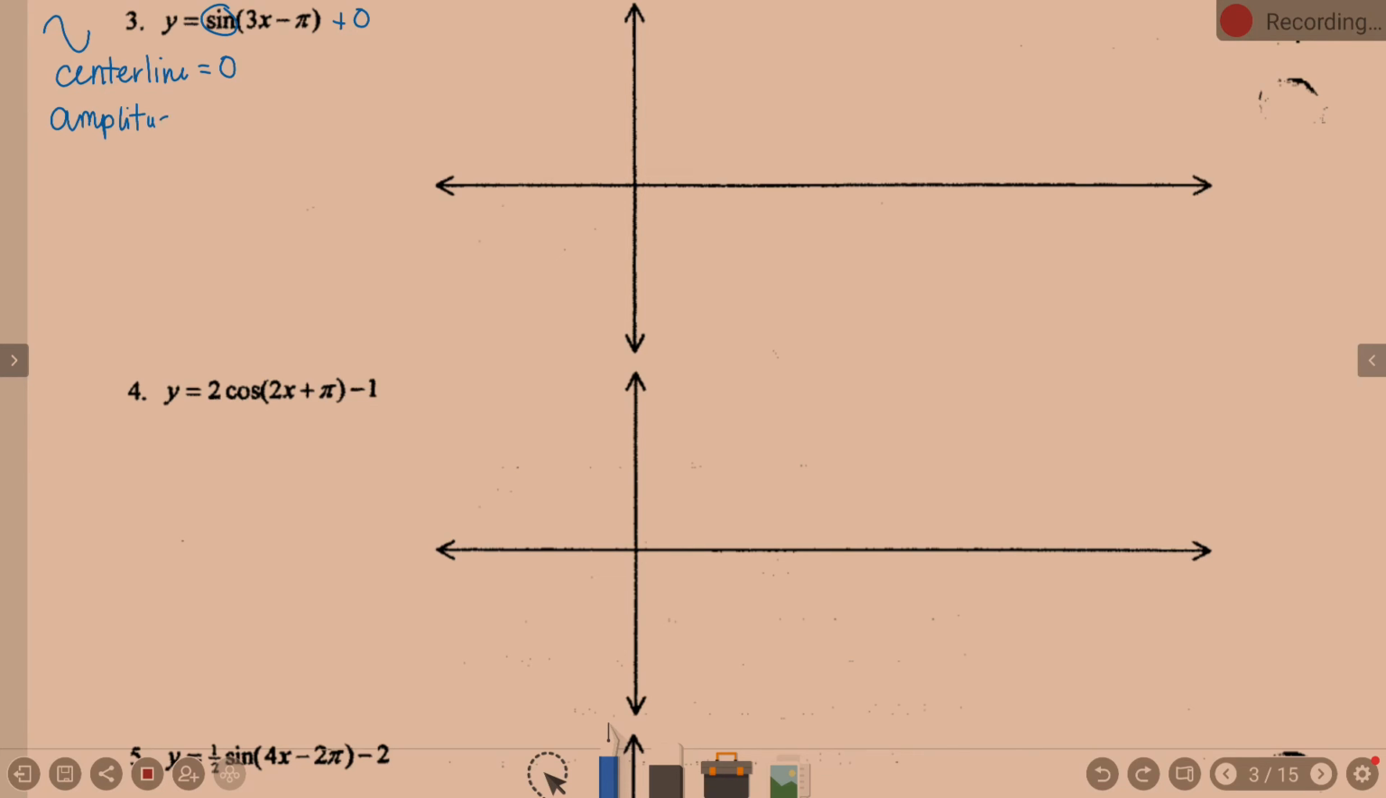Amplitude. 1, because it is a coefficient in front of sine, but I don't have a coefficient in front of sine. So an invisible number there is a 1. Invisible number being added is a 0. So if I go ahead, did you guys go ahead and label this then? So if I label my center line as 0, my amplitude of 1 just means what? Up 1, down 1? Yep.